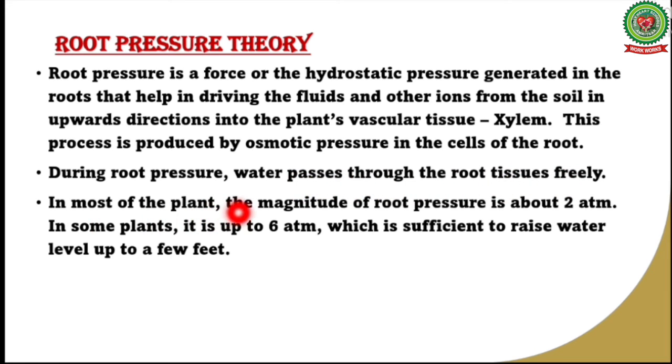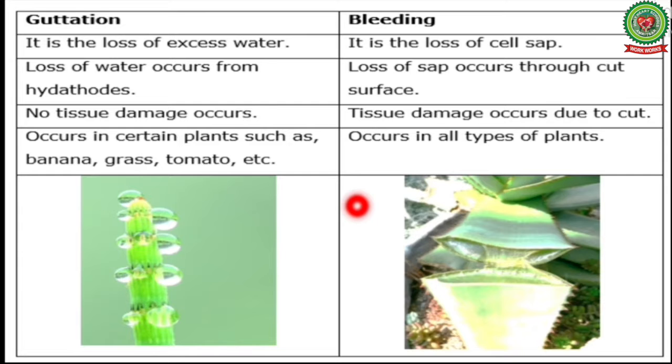In most of the plants, the magnitude of root pressure is about 2 atmospheric pressure. In some plants, it is up to 6 atmospheric pressure, which is sufficient to raise water level up to a few feet. Now, here we are discussing two important terms. One is guttation and second is bleeding. Guttation is the loss of excess water and bleeding is the loss of cell sap.